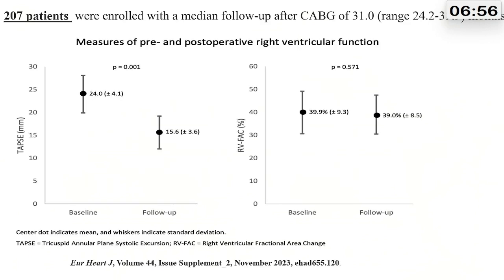This paper looked at RV dysfunction in 200 patients, using different methods for assessment of RV function after CABG. On the left side, TAPSE was used to assess the RV function 2 years after CABG, and it was significantly lower after 2 years. So if RV function is assessed by TAPSE, RV dysfunction occurs 2 years after CABG. But on the right side, if the RV function is assessed by fractional area change, we see no difference.